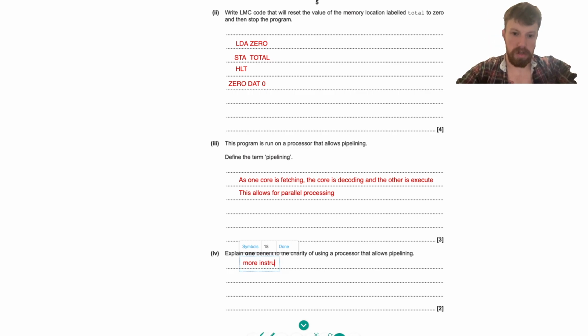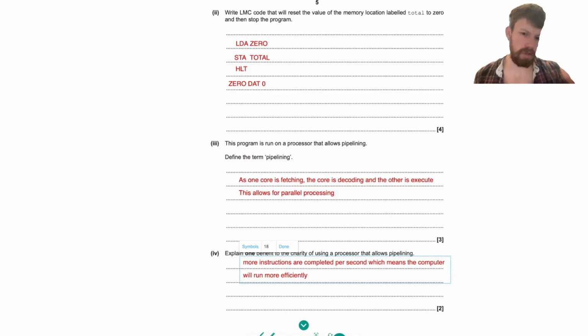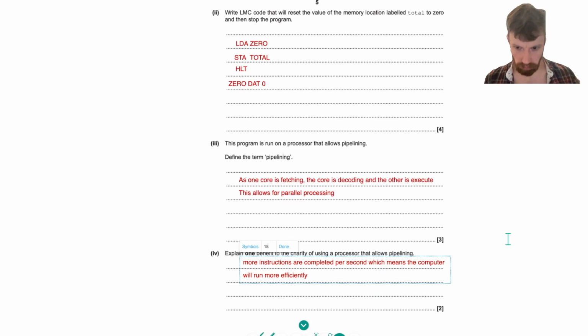So more instructions are completed per second, which means the computer will run more efficiently. Okay, so two solid points there. The top one, more instructions completed per second, and the benefit of that is that it's going to work more efficiently.